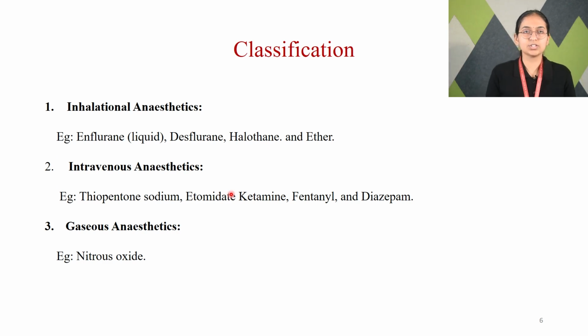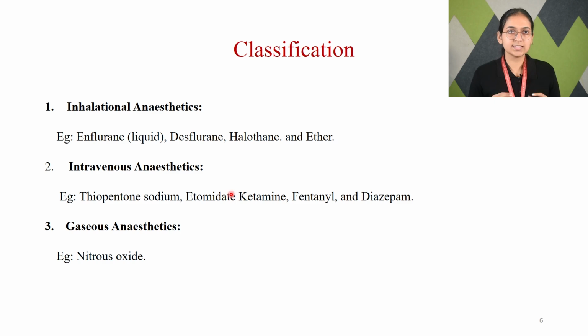Next is classification of these anesthetics. Here you can see the broad classification of these anesthetics is: first, inhalation anesthetics, which include the examples enflurane, which is in liquid form, next desflurane, third halothane, and next is ether. These are the examples of the inhalation anesthetics.